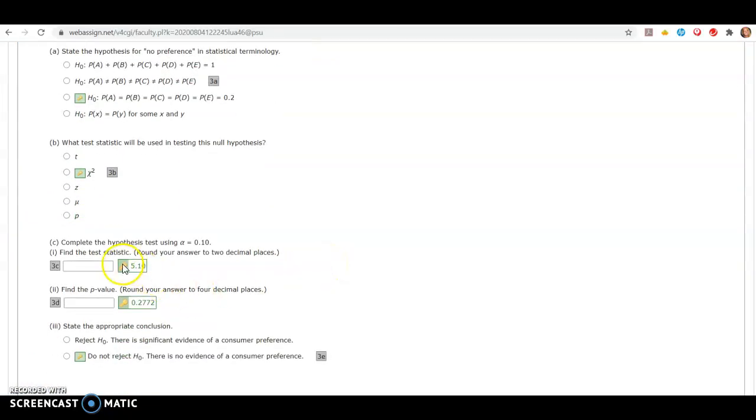So you can see that the chi-square test statistic that I obtained using Minitab is the same as the reported answer here in our web assignment. And you can see that the p-value of 0.2772 is also the same as Minitab reported. And of course, when p is not low, we do not reject the H0, and therefore this is our option in terms of our conclusion.